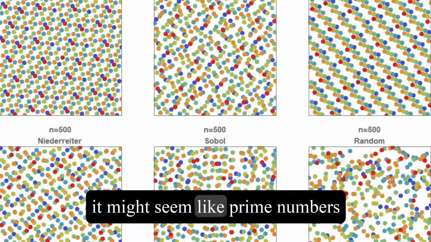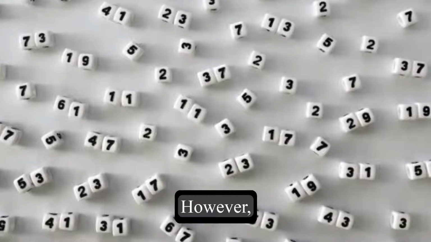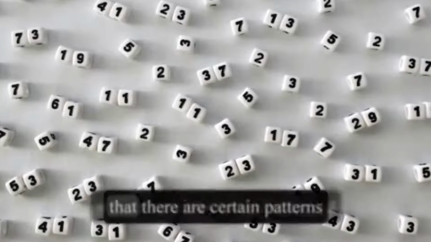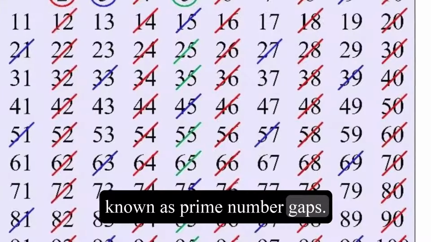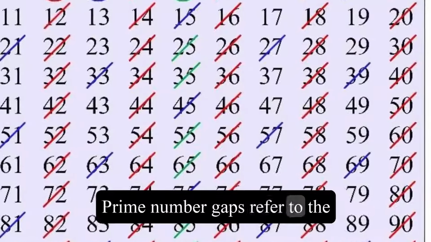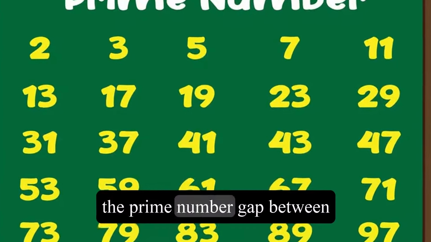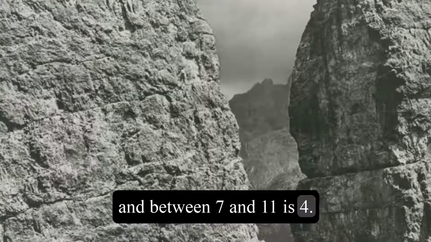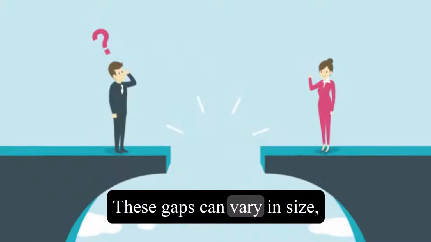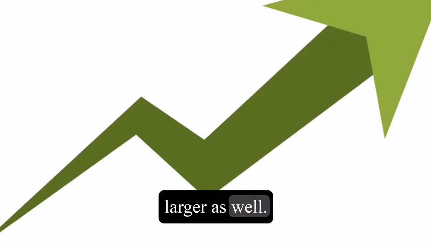One interesting pattern that emerges when looking at prime numbers is their distribution. Initially, it might seem like prime numbers are randomly scattered throughout the number line. However, mathematicians have discovered that there are certain patterns and trends that emerge, known as prime number gaps. Prime number gaps refer to the difference between consecutive prime numbers. For example, the prime number gap between 3 and 5 is 2, and between 7 and 11 is 4. These gaps can vary in size, but as numbers increase, the gaps tend to become larger as well.